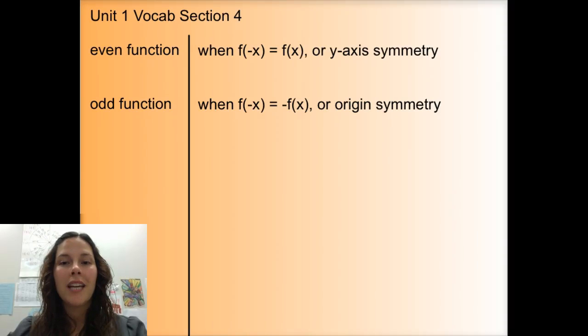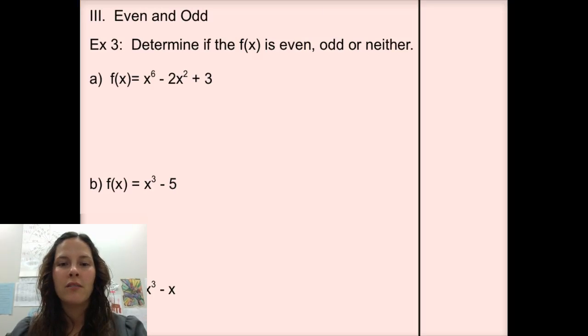Now we're going to talk about even and odd functions, which is actually a review because we've already looked at how to check if a function has y-axis symmetry by replacing the x with a negative and seeing if it equals what we started with. That would be an even function. An odd function is one that has origin symmetry. So if you replace both the x and the y with a negative value and you get back what you started with, then you have an odd function or symmetry around the origin.